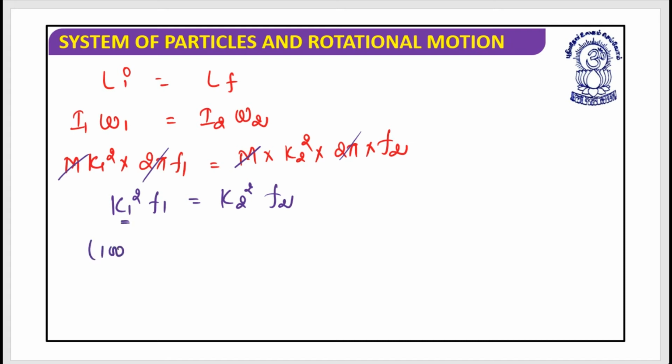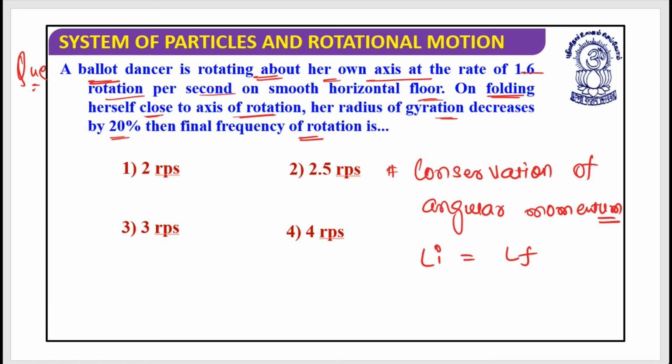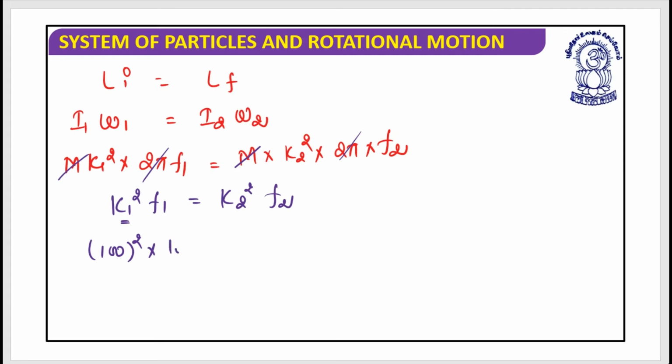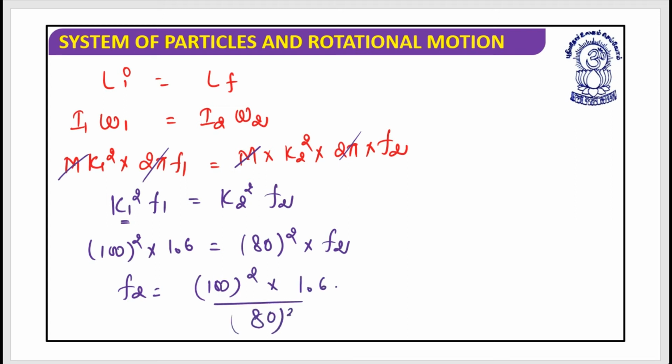So initially let's take this as 100 square multiplied by the frequency. The frequency was given as 1.6 rotations per second, so this is 1.6. Finally, what I want is the final frequency of rotation. While the radius of gyration has decreased, I am left with 80 square multiplied by f2. So f2 would be equal to 100 square multiplied by 1.6 divided by 80 square.